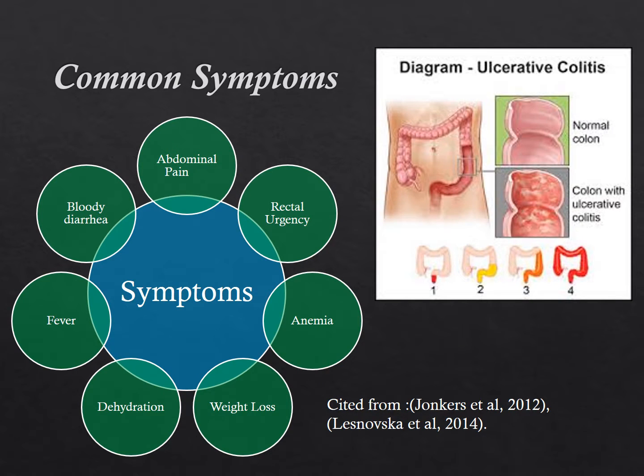Symptoms usually develop over time, and these symptoms include abdominal pain, rectal urgency, anemia, weight loss, dehydration, fever, and bloody diarrhea. It's important the person become knowledgeable about what influences their symptoms in order to prevent relapses and deterioration of their condition. For example, knowing what can be eaten or what should be avoided may help prevent the worsening of symptoms.